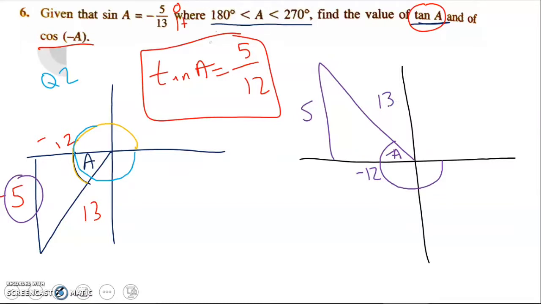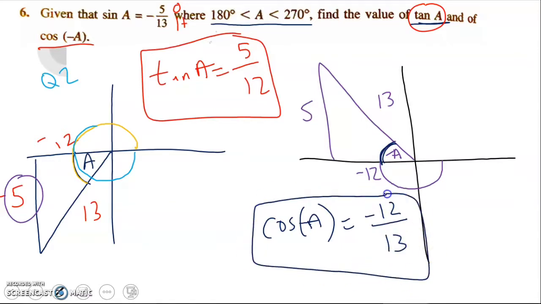So if I'm trying to figure out cos of negative A, well, here's my base angle. Adjacent over hypotenuse, that would be negative 12. Hypotenuse is 13, so here's what cos of negative A is equivalent to.